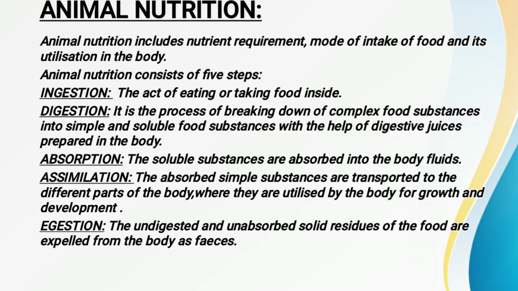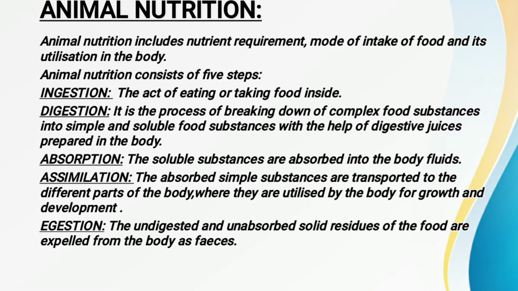Now see, animal nutrition includes the nutrient requirement, mode of intake of food and the utilization in the body. Meaning to say, what the need for the requirement of the nutrient is, how they are taking in the food, which is the mode of taking in food by the animals, and how it is being utilized by the body. Fine. So animal nutrition mainly consists of 5 steps. One by one we will study each step. And what are these 5 steps? These 5 steps are ingestion, digestion, absorption, assimilation, egestion.